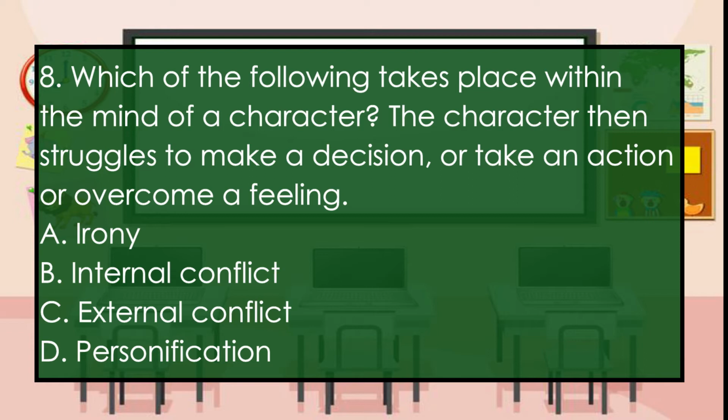Number 8. Which of the following takes place within the mind of a character? The character then struggles to make a decision or take an action or overcome a feeling. A. Irony. B. Internal conflict. C. External conflict. Or D. Personification.